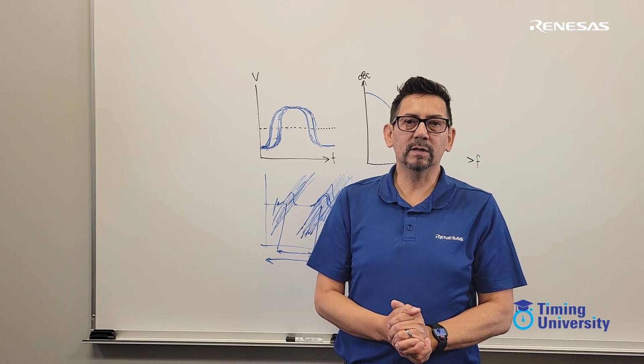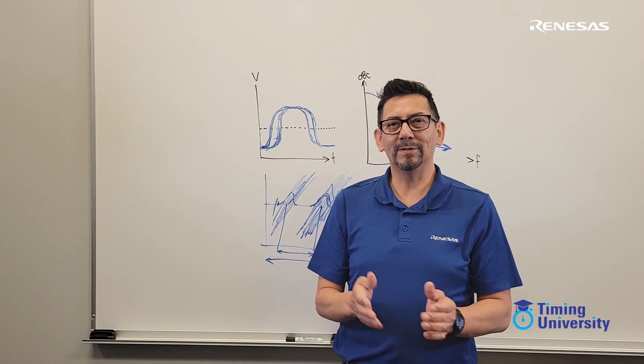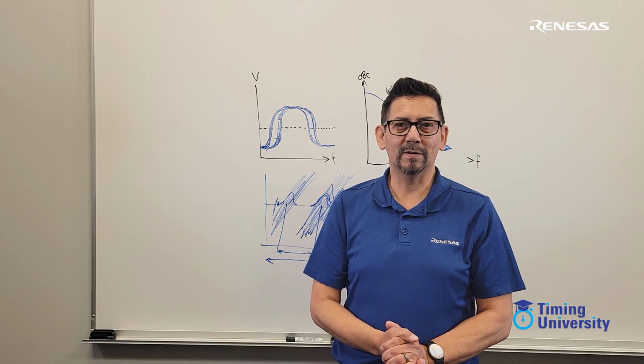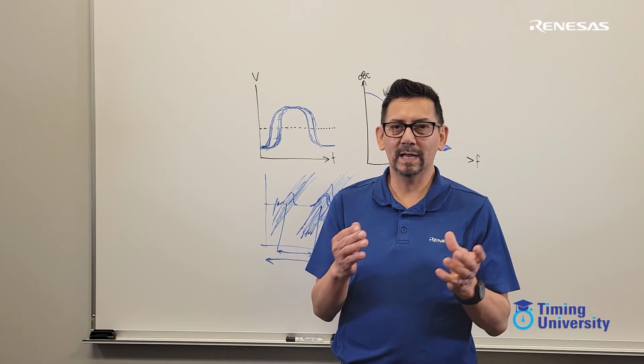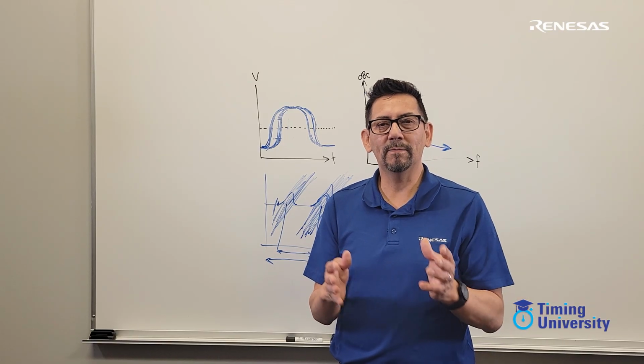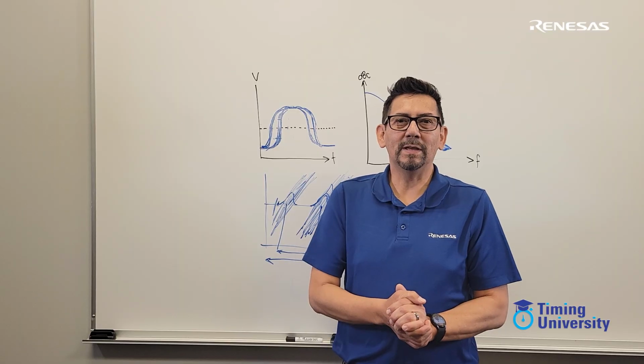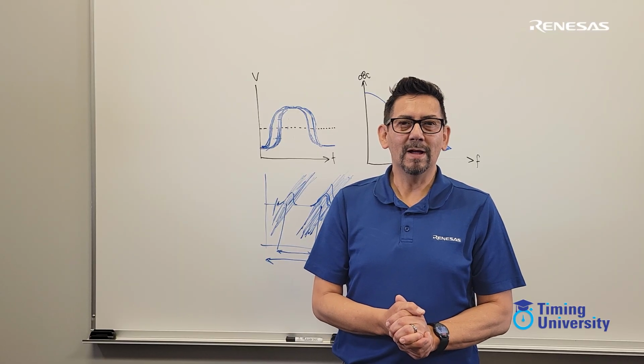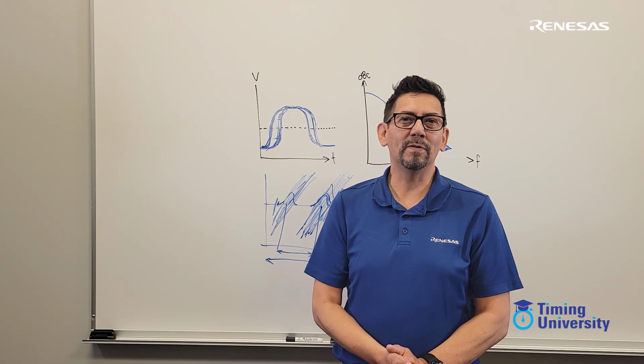So these are just quick tidbits on how to root cause deterministic jitter. And again, if we don't see it under ideal conditions, it's coming from somewhere on the board and we can figure it out. So I hope this video has been helpful for you.